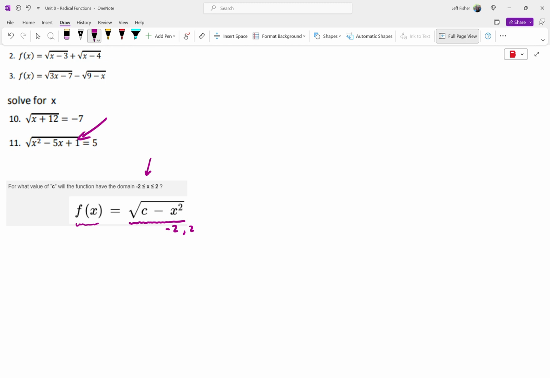Again, the whole point of this domain restriction is that outside of this domain, anything bigger than 2 is going to make the expression under the radical negative. Anything smaller than -2 is going to make the expression under the radical negative. And so in order for us to solve this, we simply set this equal to each end of this inequality. Okay? So we want to see if it equals 0. So we're going to set 0 equal to this using 2 and -2 as the value for x, and then we're going to solve for c.